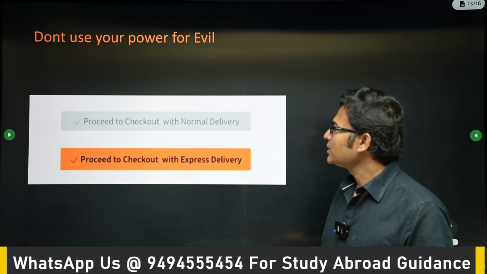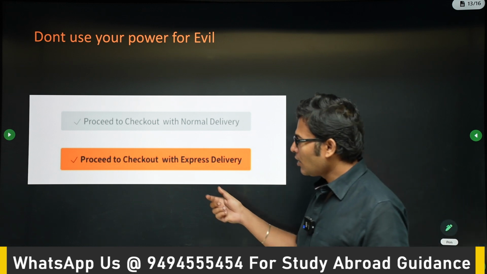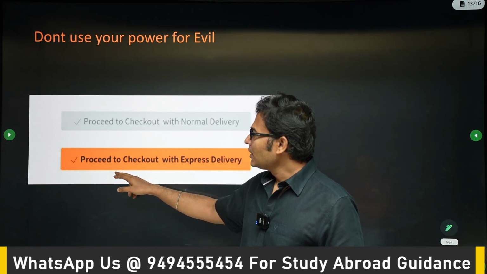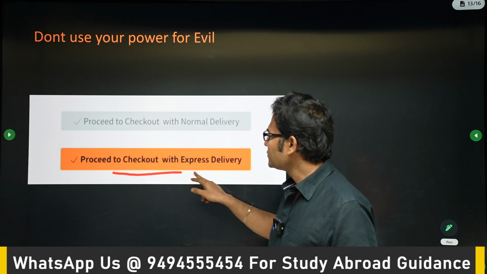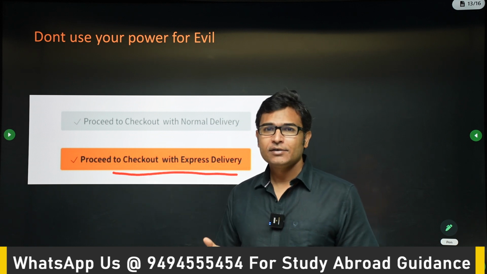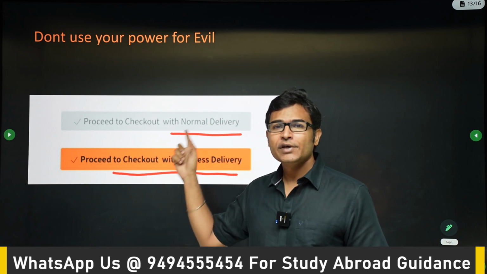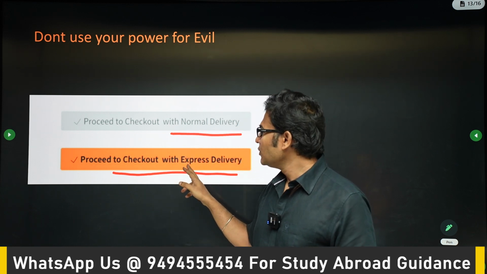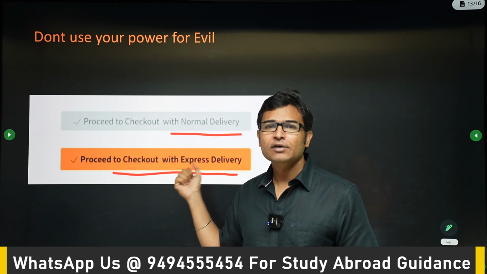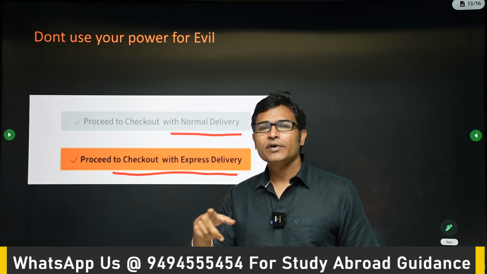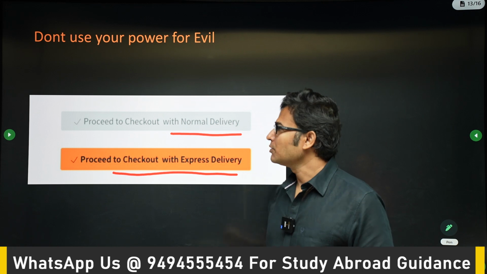One more example is in e-commerce websites, where checkout with express delivery will be highlighted, but checkout with normal delivery will not be highlighted. Even though there is normal delivery, they highlight the express delivery so that you will click on express delivery and pay more. This is one example.